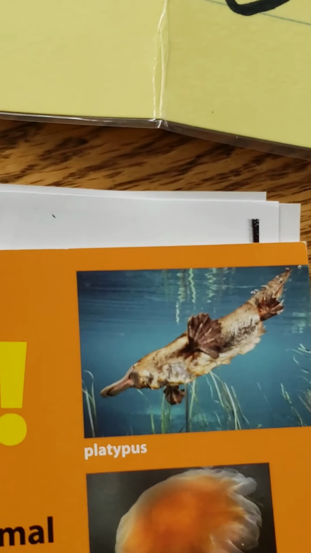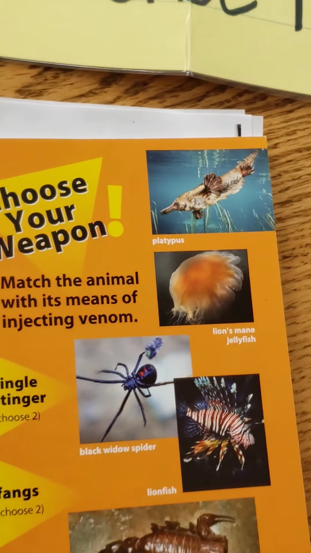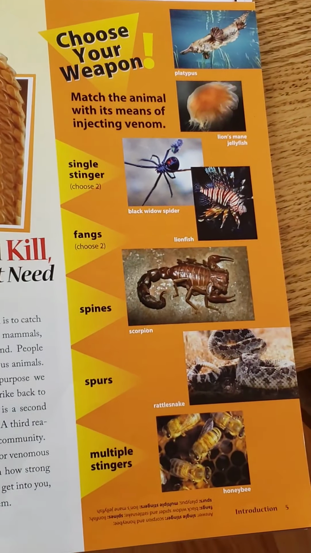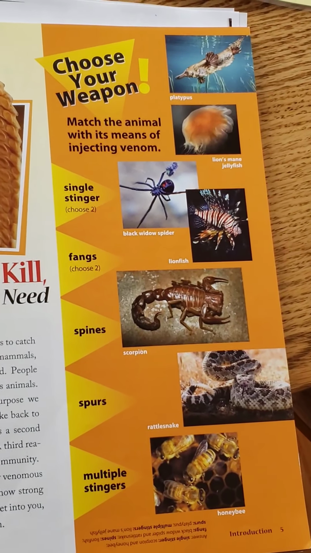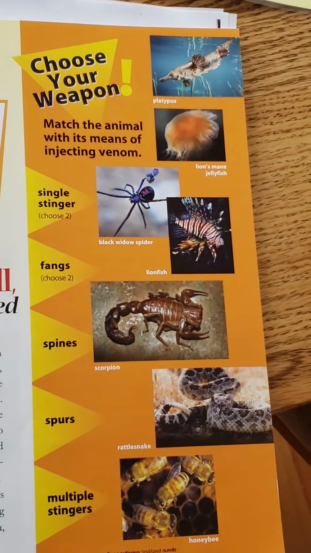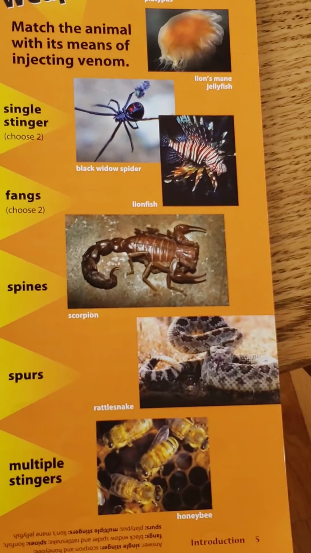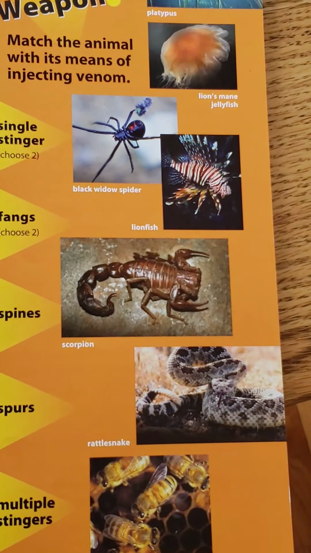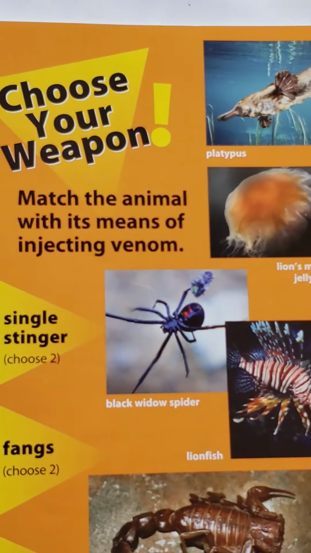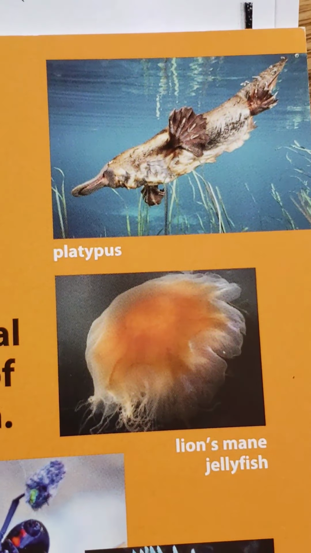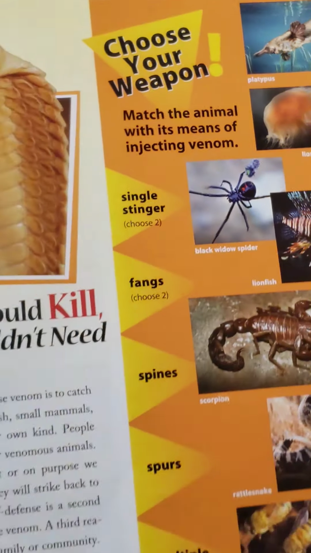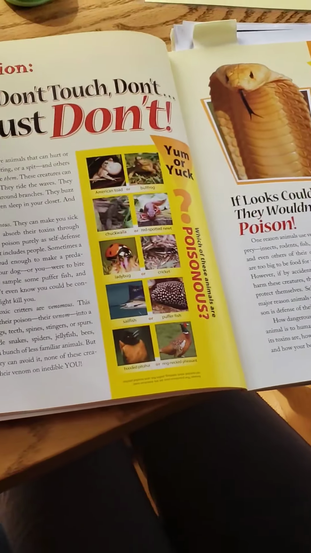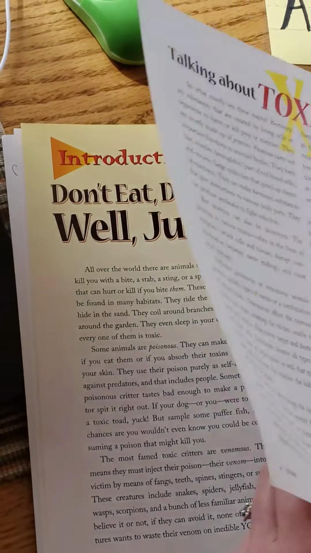And then the last one on here, and there's only one, has multiple stingers, meaning it has many, many stingers that could kill the other animal it's trying to defend against. And that is the lion's mane jellyfish. You can actually see there are a lot of stingers on that animal. All right, so this book, I think, really got you going and got you interested, I hope.